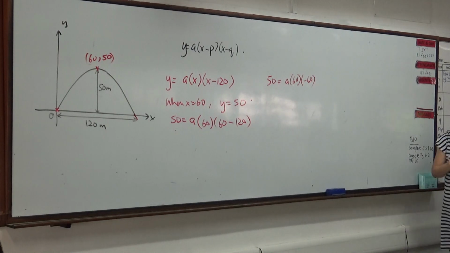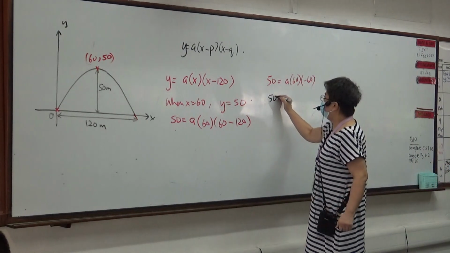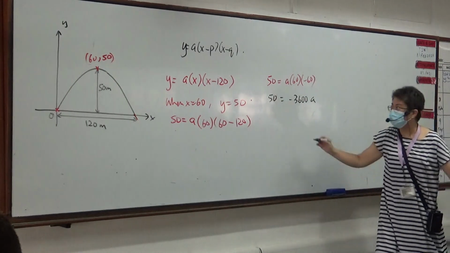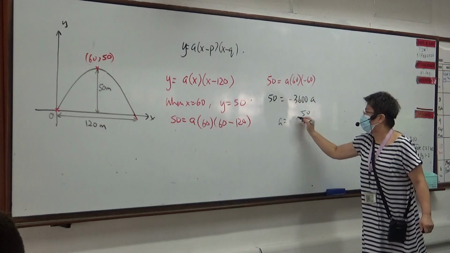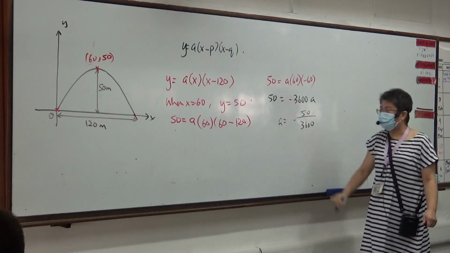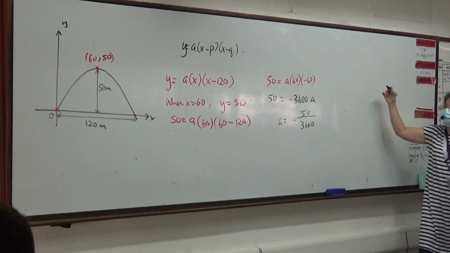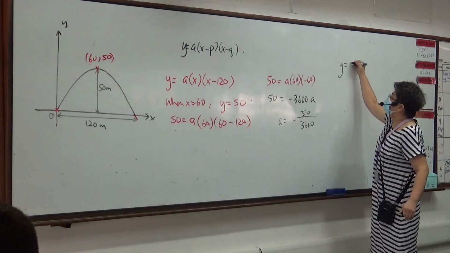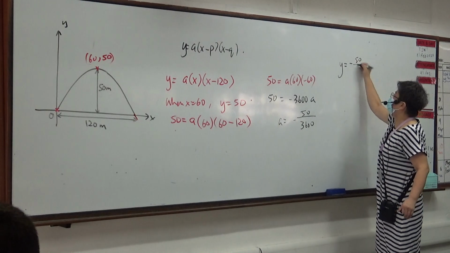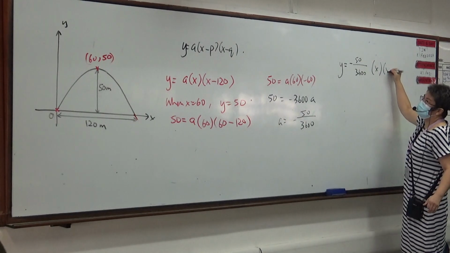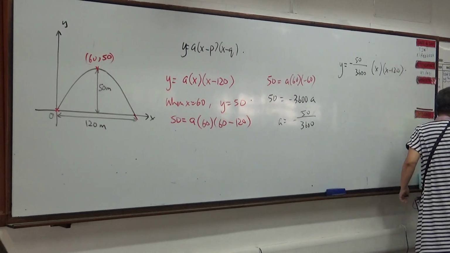Is this okay? Now, so 50 equals negative 3600a, right? What's my a? Negative 50 over 3600, right? Correct? So what is my equation? y equals negative 50 over 3600 x squared minus 120.